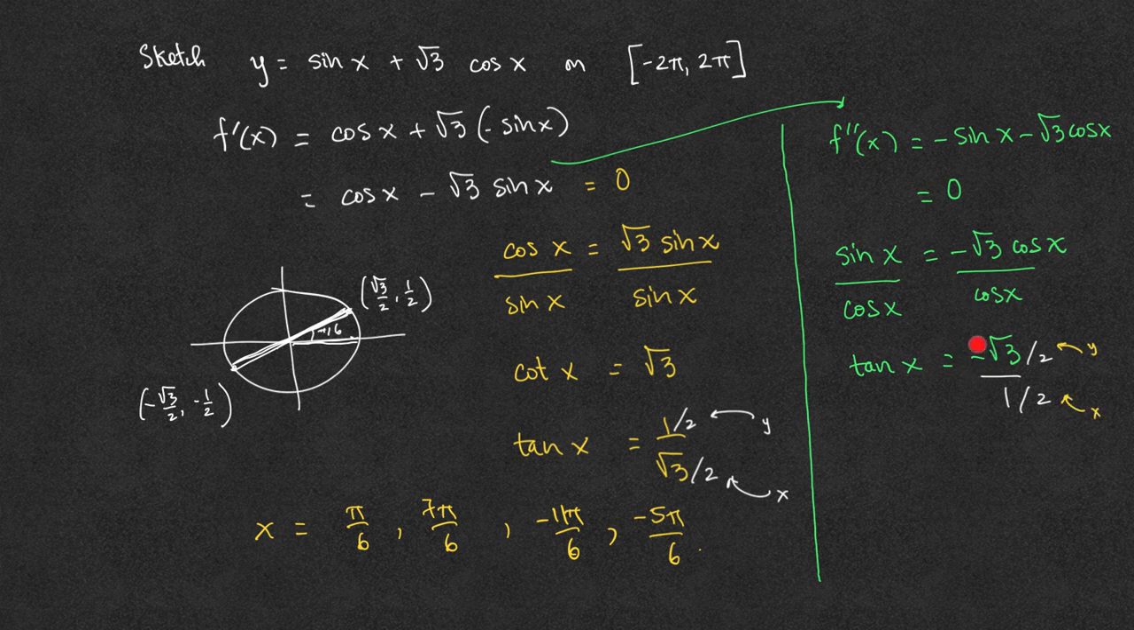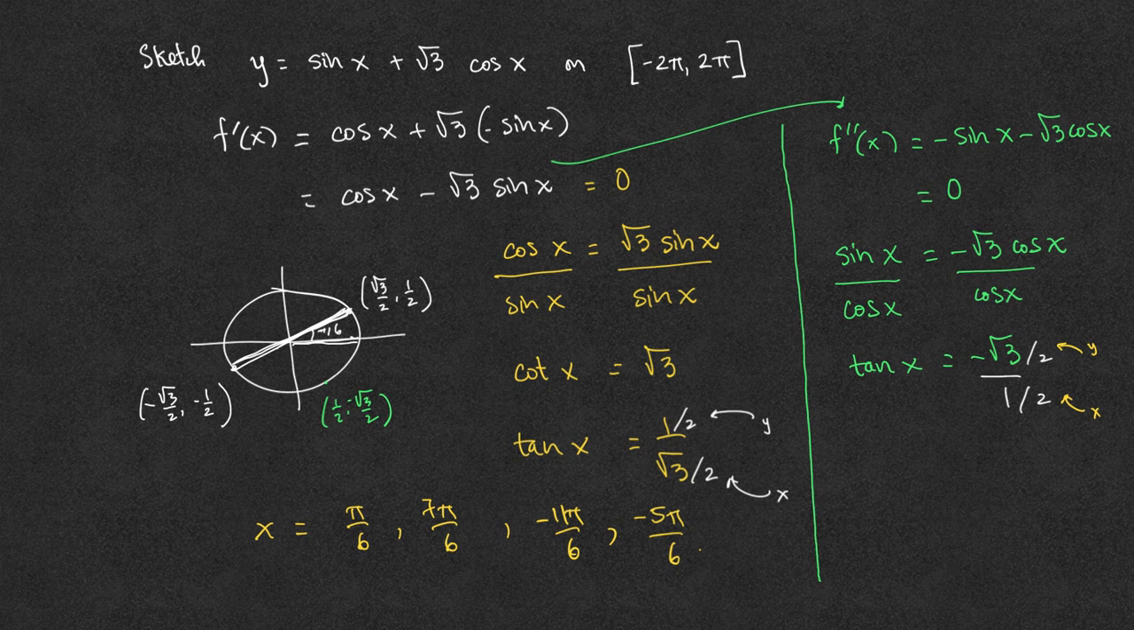For tangent to be negative, the angle has to be in the second or the fourth quadrant, because in the second and the fourth quadrant, the signs of the x and y coordinates are opposite. For the x coordinate to be 1/2 and the y coordinate to be negative root 3 over 2, the angle had to be in the fourth quadrant.